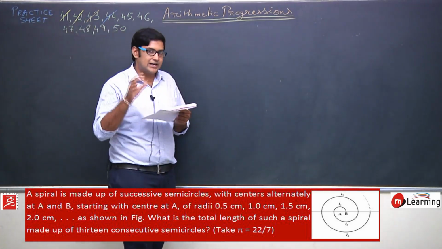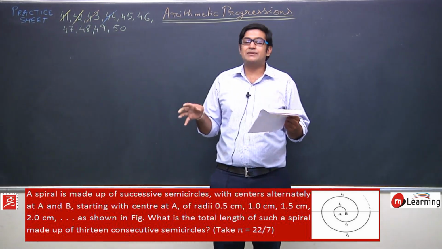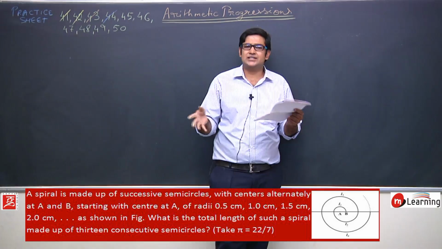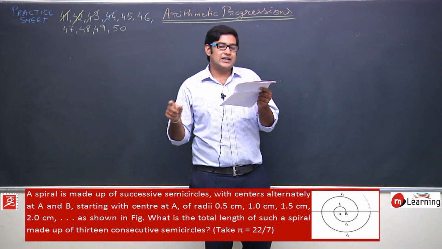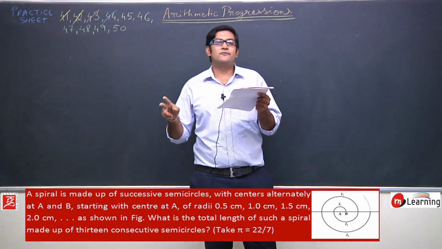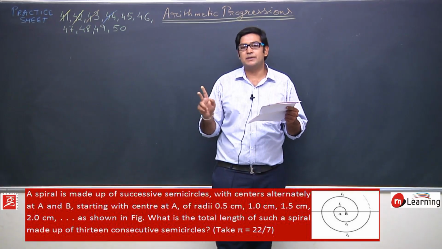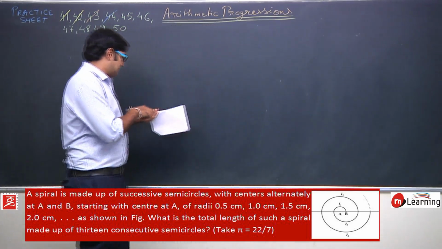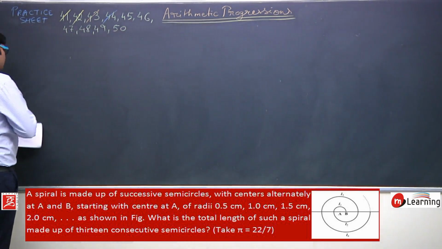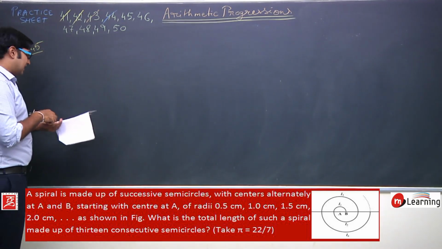Okay. So try to understand the question. It says that there is a spiral which is made up of semicircles. How many semicircles? There are successive semicircles, and the semicircles that are drawn from two different centers. One is A and another is B, and alternately from different centers. So what it says is that the question number 45, it says that there are two centers.